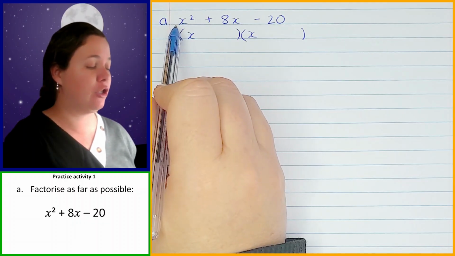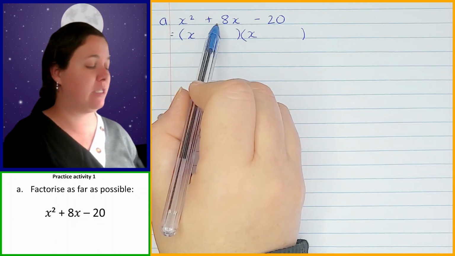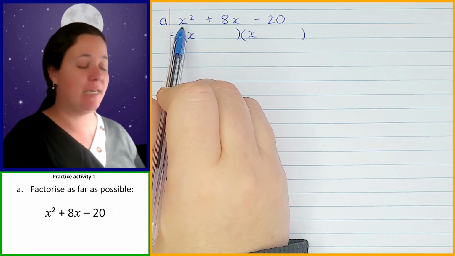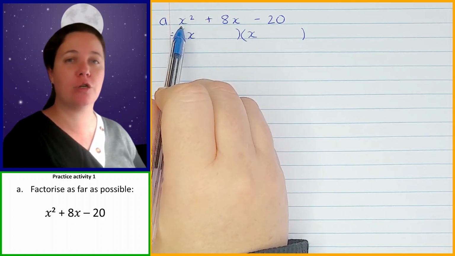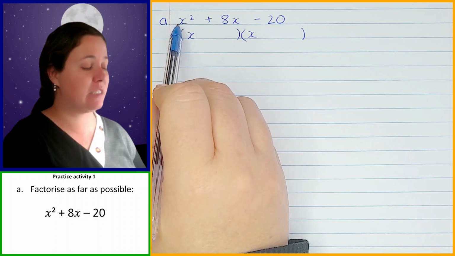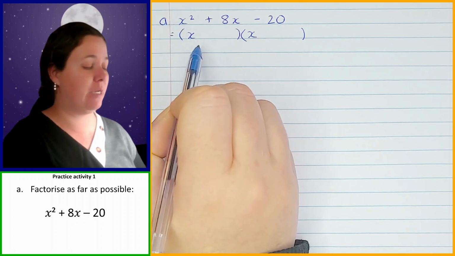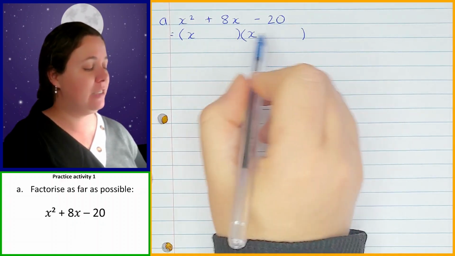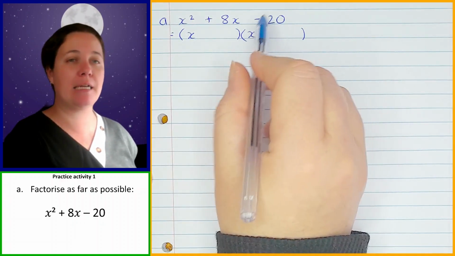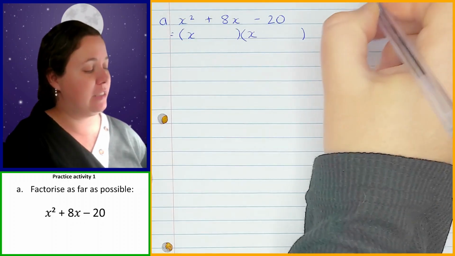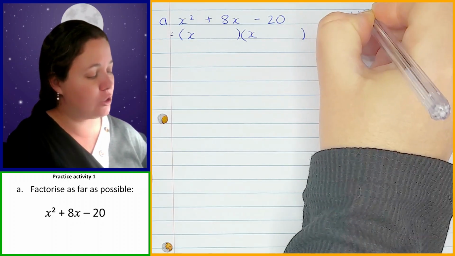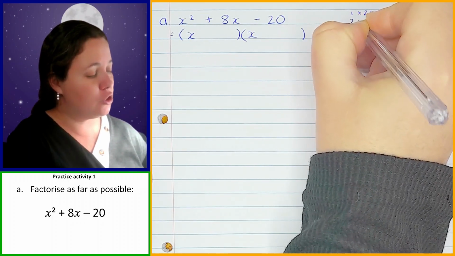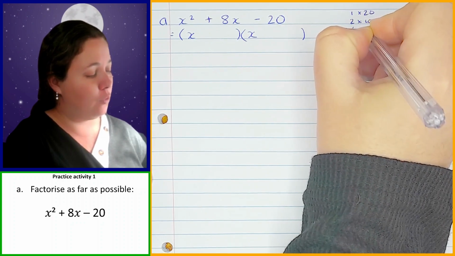Remember, we're not doing trinomials yet in the form ax squared plus bx plus c. We're only doing x squared plus bx plus c. When you do start with trinomials where you have ax squared, then it's going to work a little bit differently. But for now, we can just take the square root of the x squared. Then for the second term in each bracket, we're going to be looking at the factors of the 20. So the factors of 20 are 1 and 20, 2 and 10, and 4 and 5.